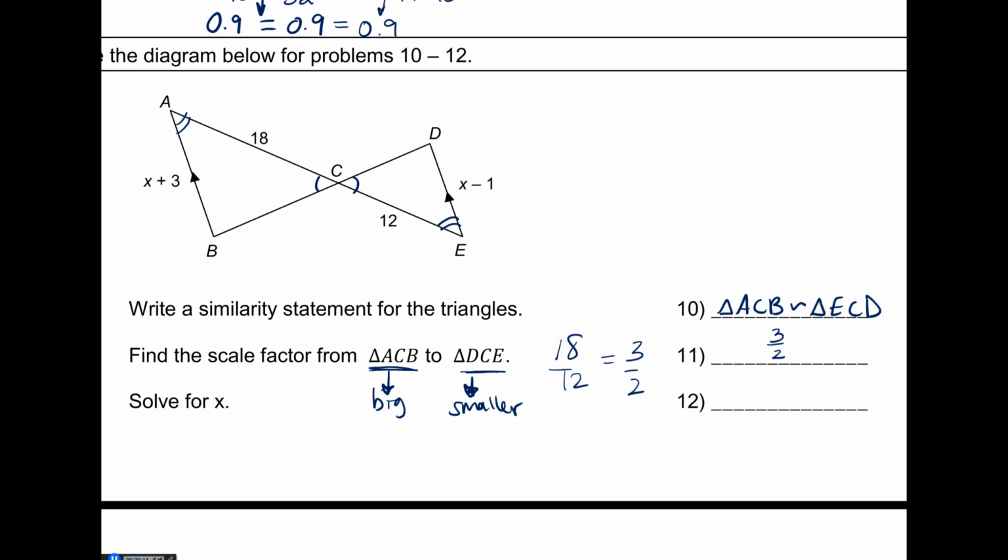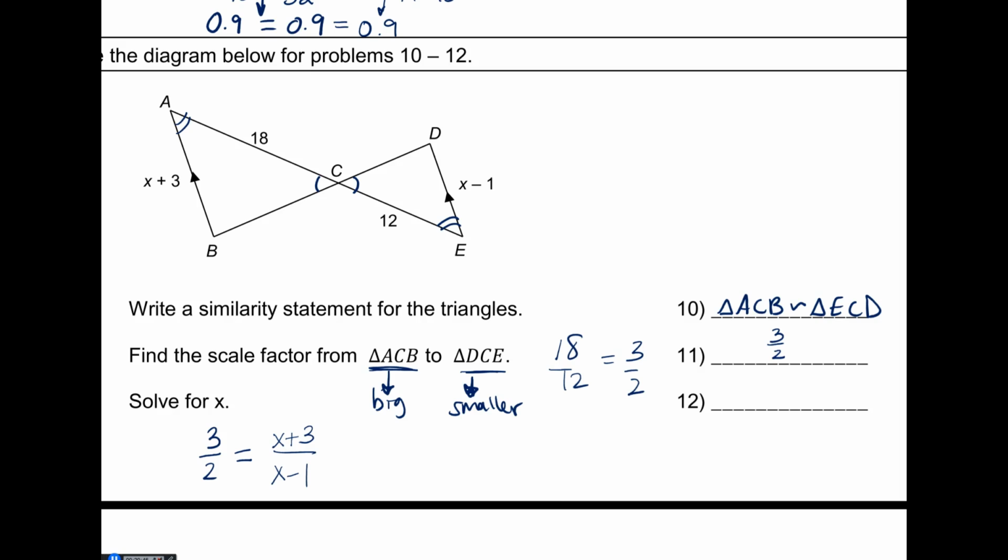Ashton, how do you do that one? Solve for x. What you do is you compare the two, and you do the cross multiplication. Alright, so solve for x. I know my scale factor. Big triangle to small is 3 over 2. X plus 3 over x minus 1.